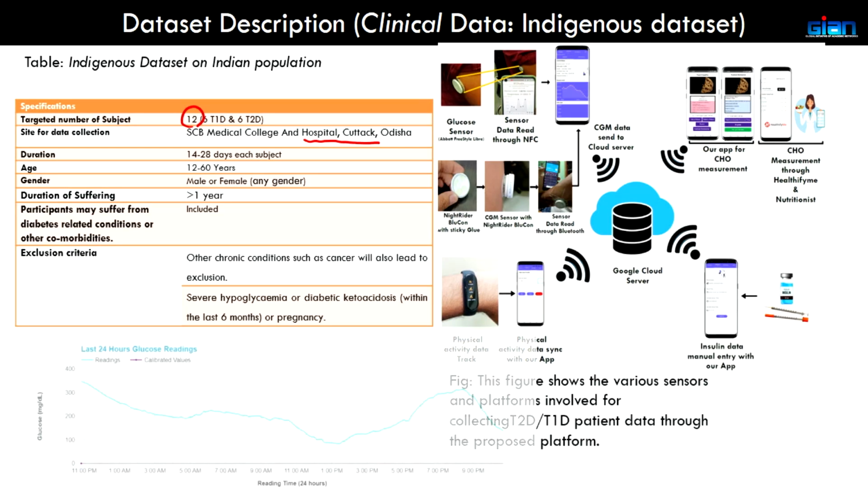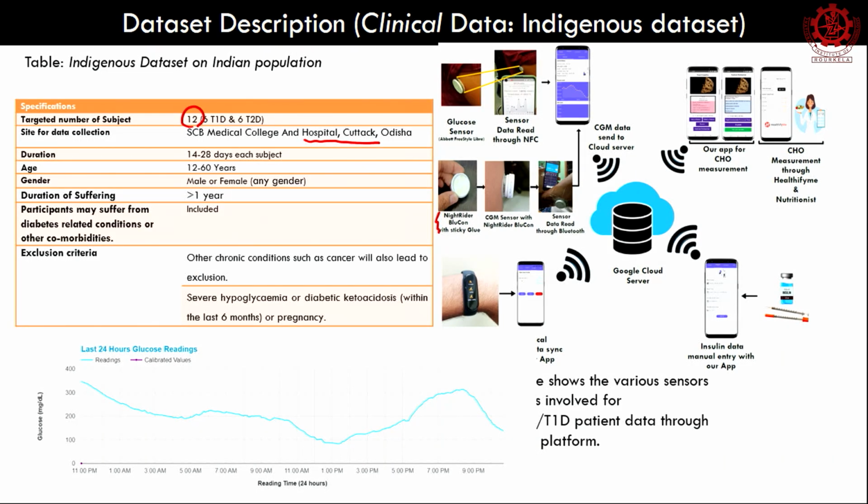So this was our system. We use the Abbott Freestyle Libre, but in addition to that, we found a device called the Bluecon device. This Bluecon device converts the NFC signal into Bluetooth, so your patient doesn't have to scan all the time. It's actually continuous all the time. And then we have the physical activity monitoring device also. Currently we are still collecting more and more data.